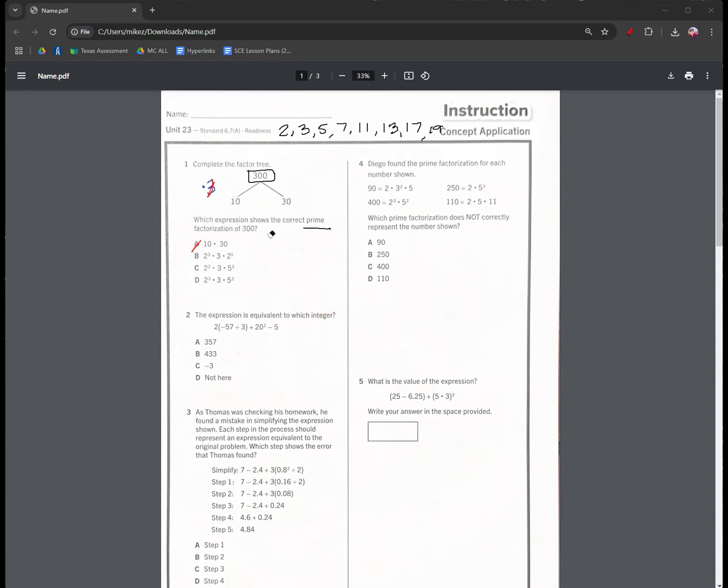And I probably will zoom into the question. It might be a little bit easier for y'all to see. So I'm going to go ahead and zoom in.